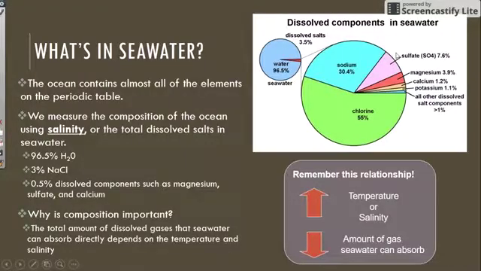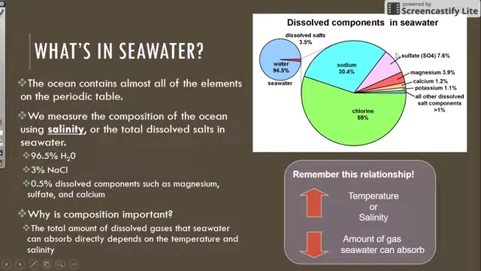What is in seawater? Our main component of seawater is obviously water, our nice H2O. The ocean does contain almost every single element on the periodic table. And when you dive into the ocean and get a big gulp of that water in your mouth and you taste salts, most of that is going to be NaCl, which is your table salt. We measure our dissolved salts using something called salinity, and we'll do salinity tests in the ocean, and in local rivers, streams, ponds, everywhere else as well. Some other components that we might find in seawater are things like magnesium, sulfate, and calcium.